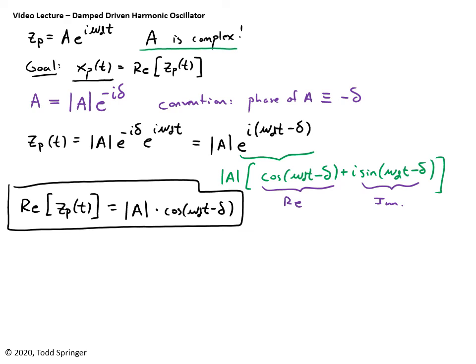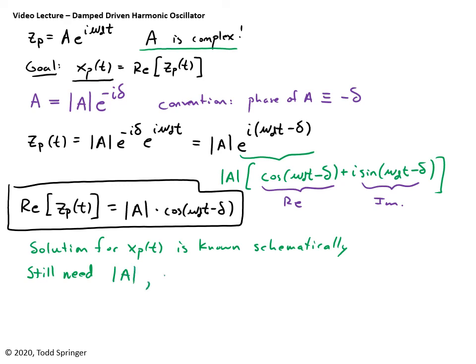So this is all schematic now, right? We have the solution known schematically, but I have to fill in the details. So I need to know what is the modulus of A and what is delta. I need to know these in terms of all of those things that I can control: F_0, omega_d, omega_0, gamma, and m. So I need to fill in those details. But once I know A and delta, I will know this particular solution.